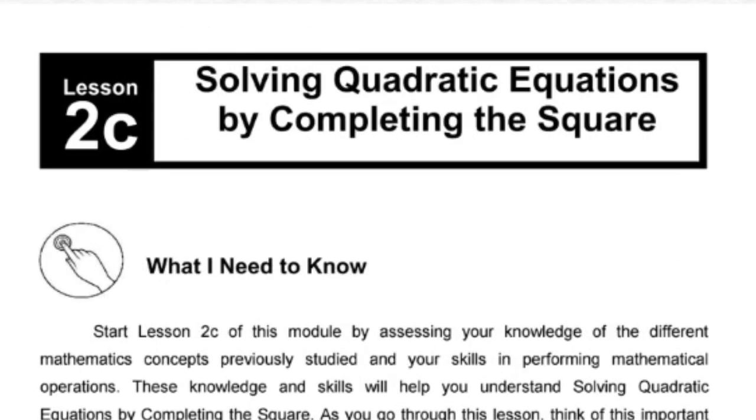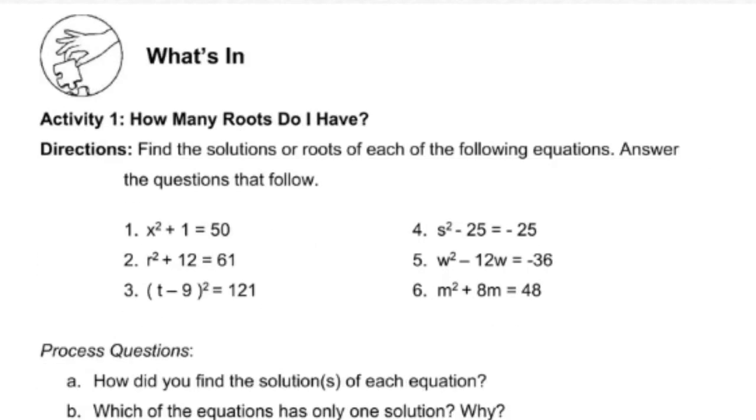Now let's have lesson 2C, solving quadratic equations by completing the square. So we have here activity 1, how many roots do I have? Directions: find the solutions or roots of each of the following equations. Answer the questions that follow. So in number 1, for example, you're going to transpose 1 to the right side. So this will become x squared equals 50 minus 1, x squared equals 49. Then you're going to extract the square roots. Same with number 2. Then number 3, the same, we're going to extract the square roots.